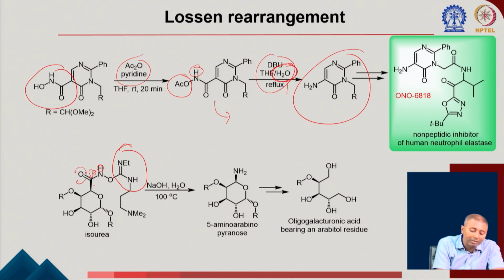It will come back, and there is a 1,2 shift, and then it will act as a leaving group. It will generate the corresponding isocyanate, which can be treated with the water to generate a carbamic acid. Finally, after the removal of CO2, you will generate this corresponding amine.